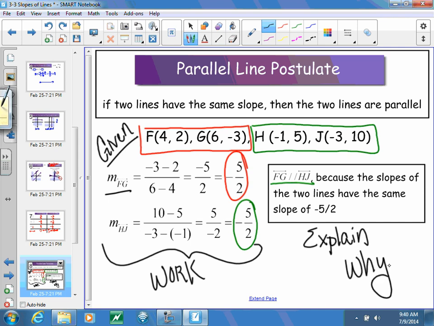And this one's probably the most important part, and you need to explain why. Why are these two lines parallel to each other? Why are they perpendicular? They are parallel to each other because the slopes of the two lines have the same slope. That's all you need to say. Now, let's say these two lines did not have the same slope. Okay, let's say we had -5/2 and -5/3. Well, we could say that these two lines are not parallel to each other because they do not have the same slope. So that's an example.